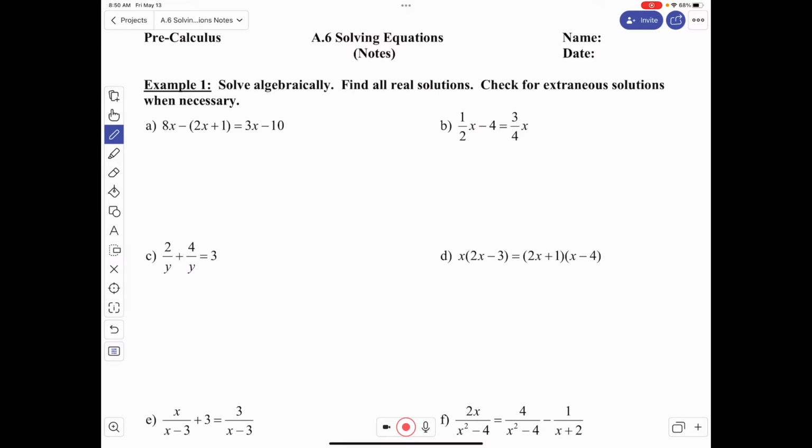All right, this section is solving equations. So you have had this before. This should be a review. What we're going to be doing is solving algebraically. We're going to find all real solutions, and we're going to check for extraneous solutions when necessary.